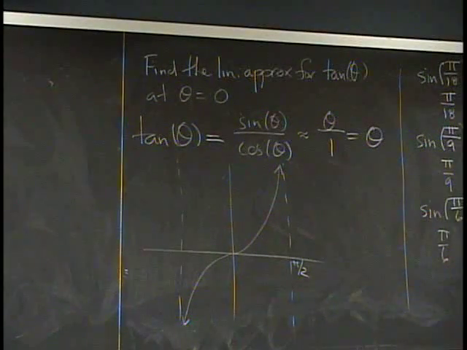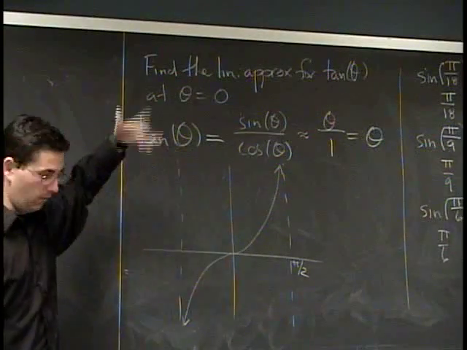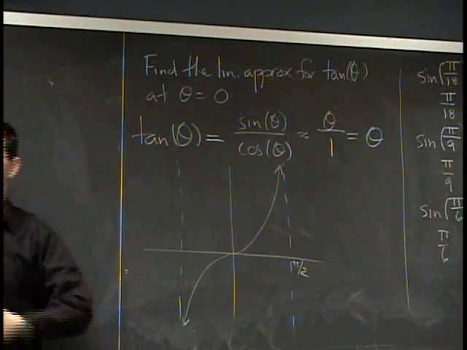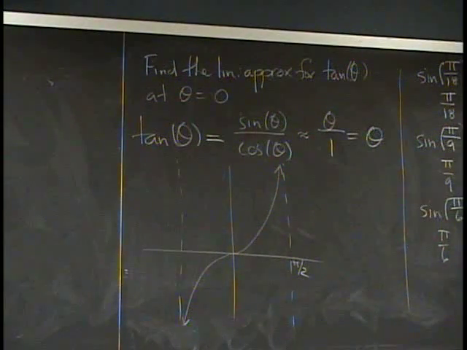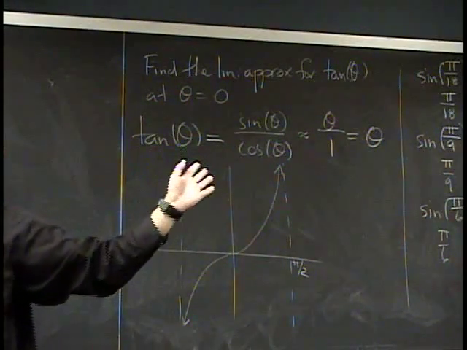If we wanted to do this directly, what would we have to do? We'd have to take the derivative. Of course, it would be secant squared. We'd plug in secant squared of 0, which is the same as 1 over cosine squared of 0, which is going to be 1. And so you'd end up with exactly the same equation as you had for sine.